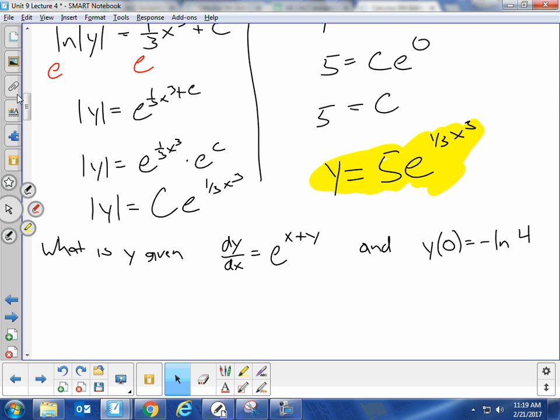Now, a lot of people struggle on this one because they don't know where to start. How can I separate my variables? Well, use those properties of exponents that we had just been talking about. If you have a sum of multiple things in a power, you can rewrite this as the base to the first power times the base to the second power.